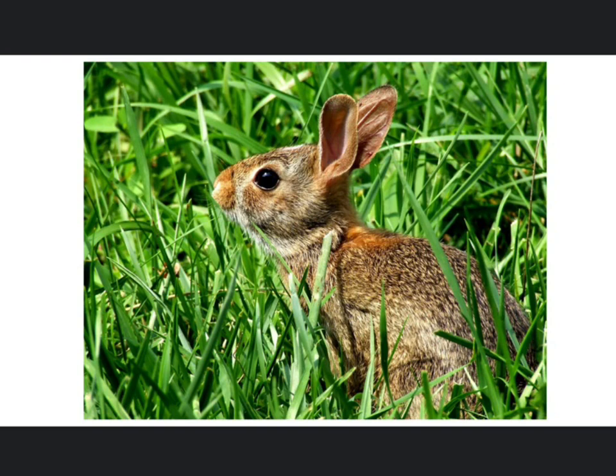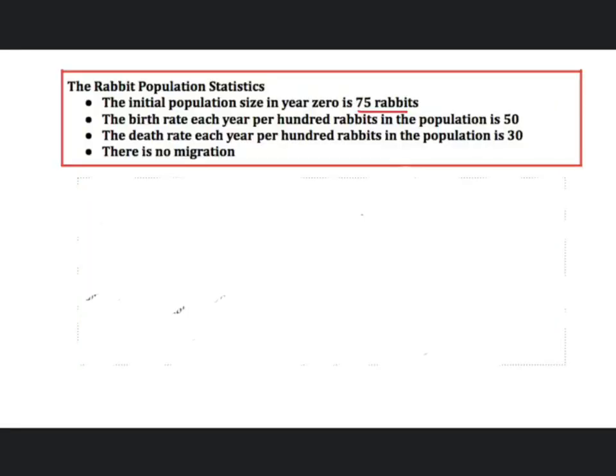So now we're going to talk about a very specific case example. Well, you know who this is. It's the Eastern Cottontail Rabbit. And we have a population of these rabbits somewhere, location undisclosed. Of course, you know that a population is all of the members of one species that live in one specific area and are able to interbreed with one another. So we're going to start out with a little bit of information about our rabbit population. Our rabbit population to start in year zero is 75 rabbits. And every year, there are 50 rabbits born for every 100 rabbits in the population. And every year, 30 rabbits die for every 100 rabbits in the population. And there's no immigration or emigration. No rabbits enter or leave this population.